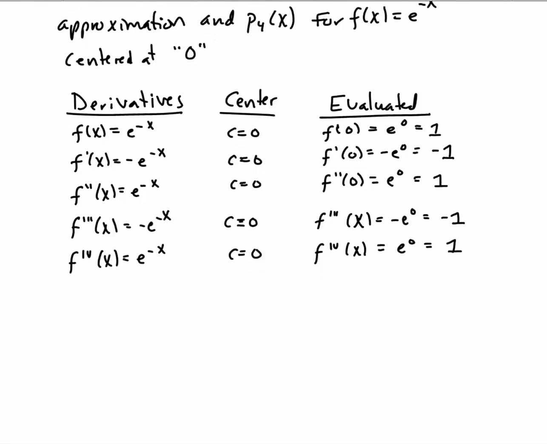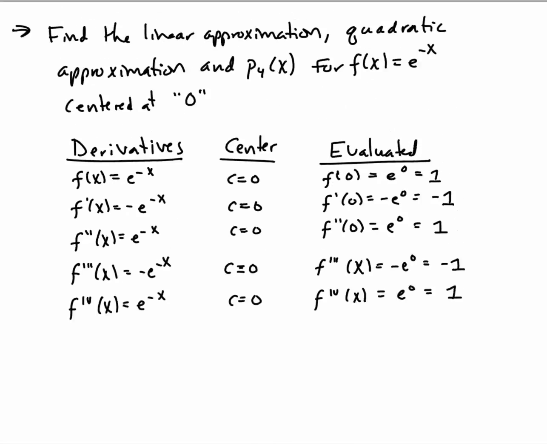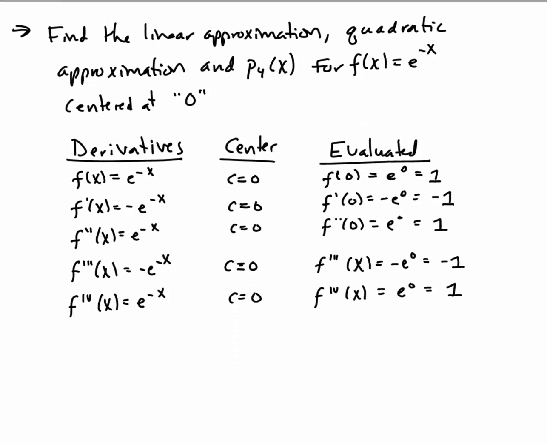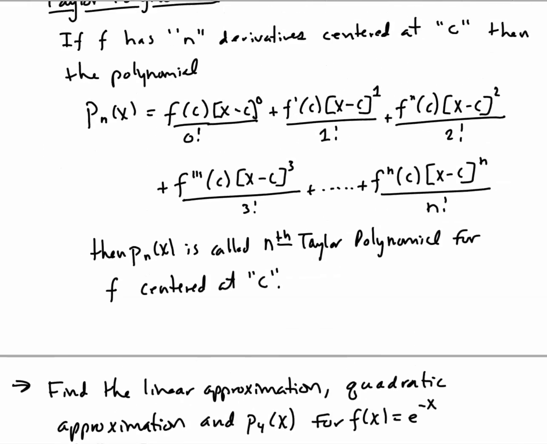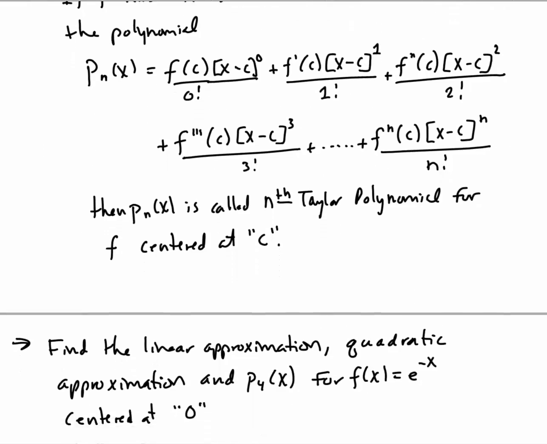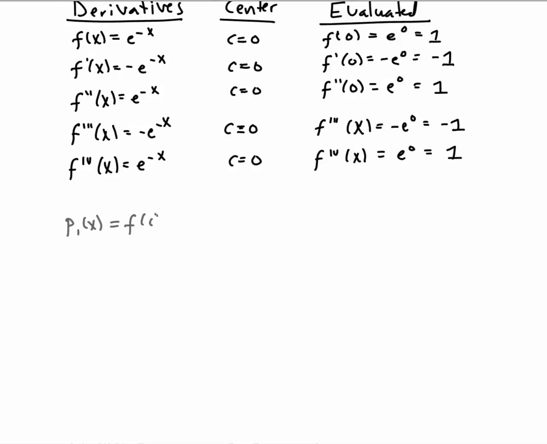The first one we're going to be looking at is my linear. So let's go ahead and look at P1 of x. Remember in the directions we were asked to find the linear approximation. So linear would mean the highest power is 1. So P1 of x, and again I'm just following this formula, would be f of c times x minus c to the 0 over 0 factorial. And of course that's my formula written out. We're actually going to plug in values here. So that would be f of 0 times x minus 0 to the 0 over 0 factorial.